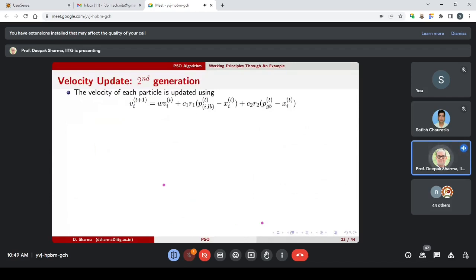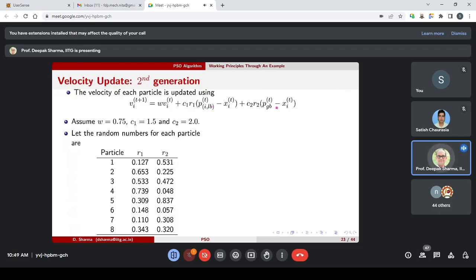Just for the sake of completeness, I will show you the calculation for the second generation. Why? Because in the previous generation, the initial velocity was 0. Now this velocity has been updated, and you can see there are some changes in the calculation. So we'll see the velocity update now.